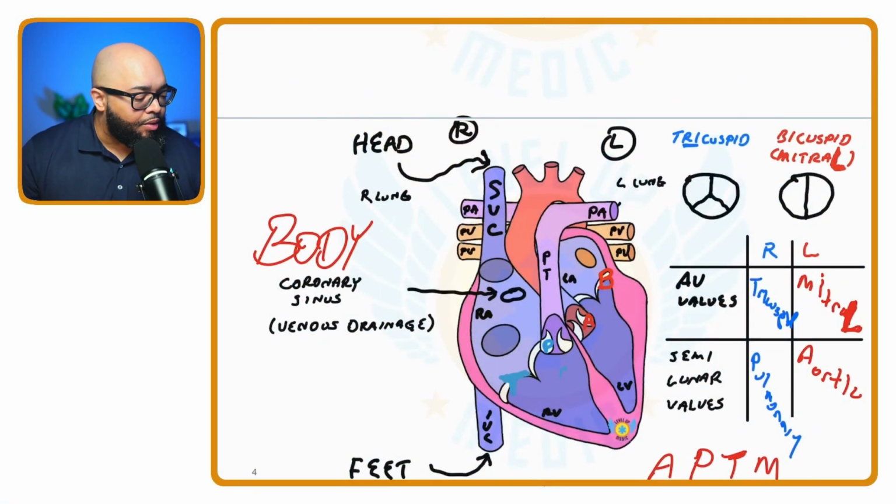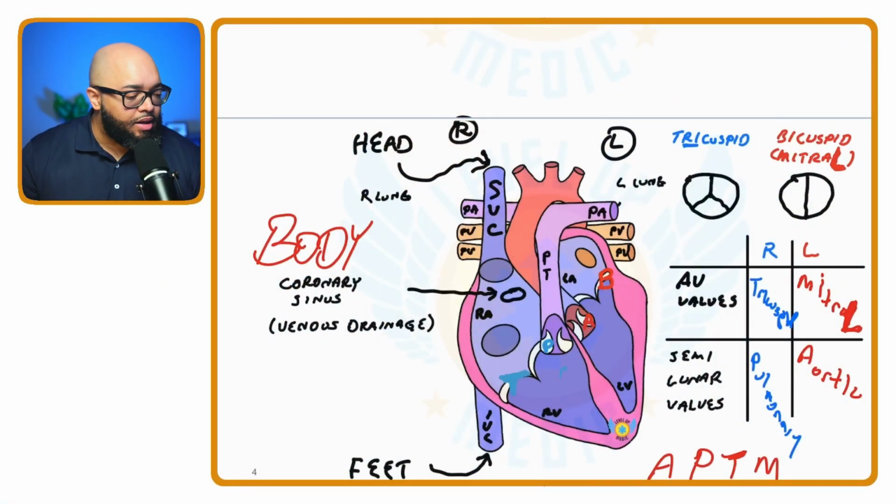Those 3 places are from the head through the superior vena cava, from the feet through the inferior vena cava, and then from within the heart itself through the coronary sinus. How many places? 3. Superior vena cava, inferior vena cava, coronary sinus. Everybody good with that? Okay.